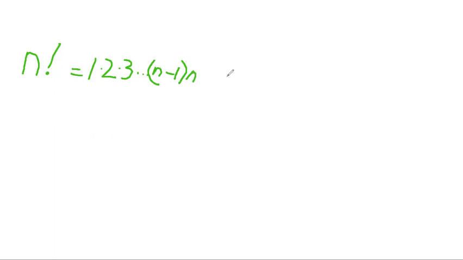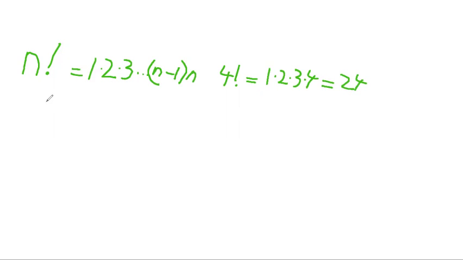For example, 4 factorial. In that exclamation, I guess it just means all the natural number factors. So you can write this as 1 times 2 times 3 times 4. Now this ends up being 24. All right, so that's what we mean by factorial.